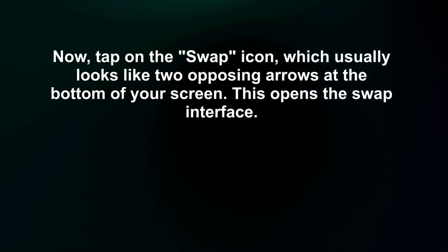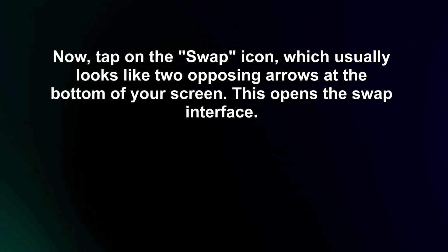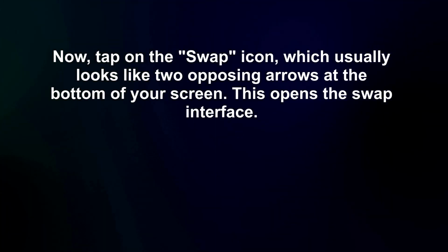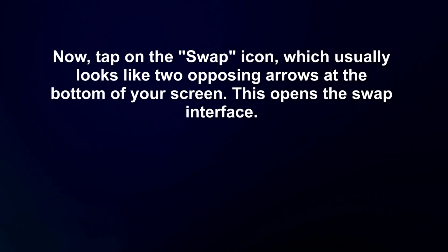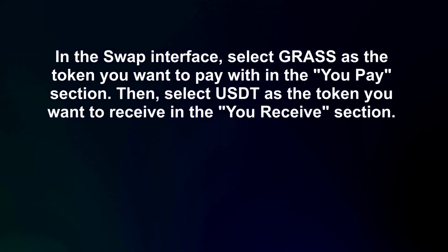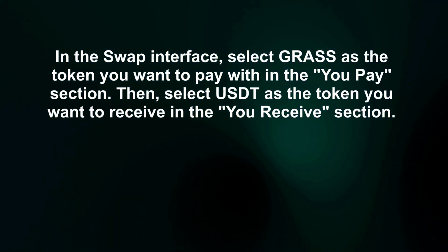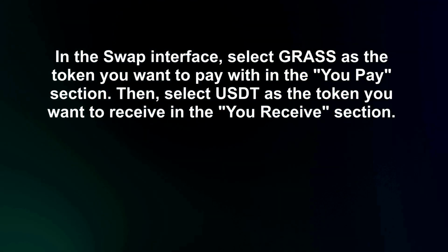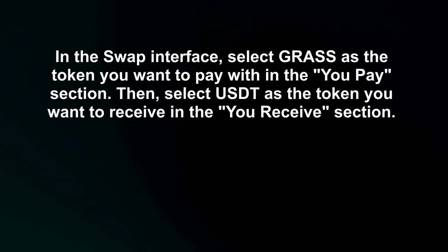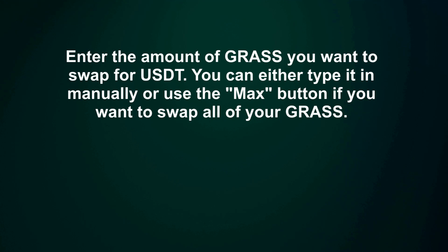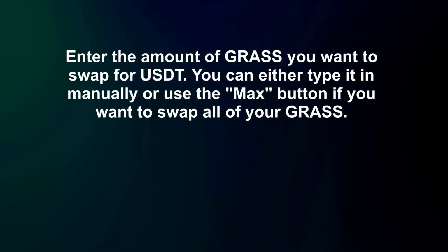Now, tap on the swap icon, which usually looks like two opposing arrows at the bottom of your screen. This opens the swap interface. In the swap interface, select grass as the token you want to pay within the You Pay section. Then, select USDT as the token you want to receive in the You Receive section. Enter the amount of grass you want to swap for USDT.